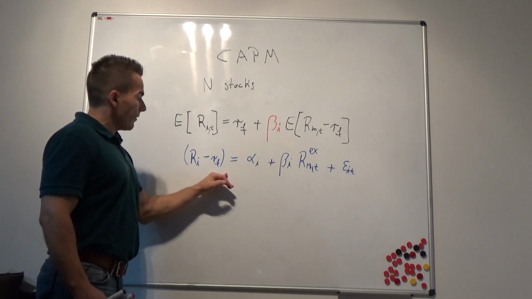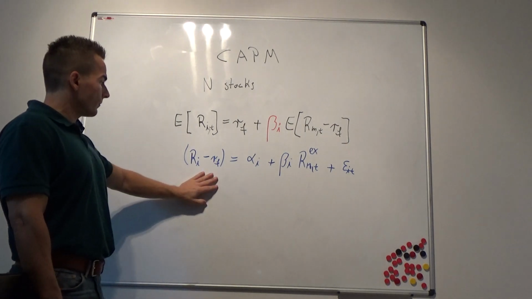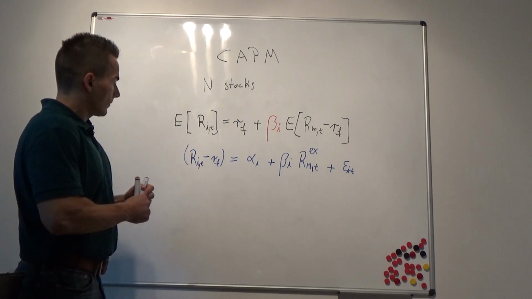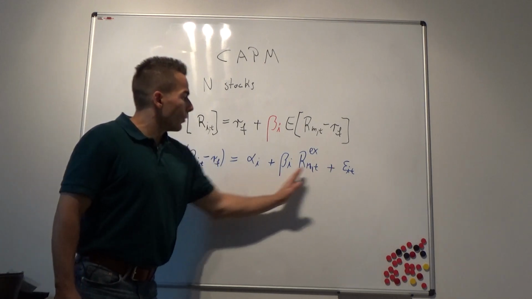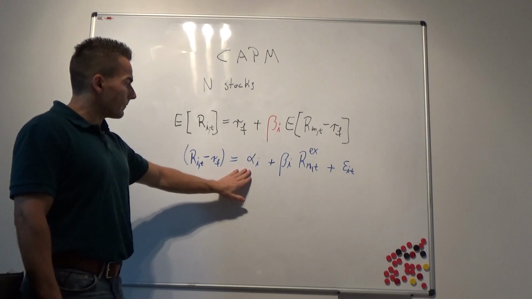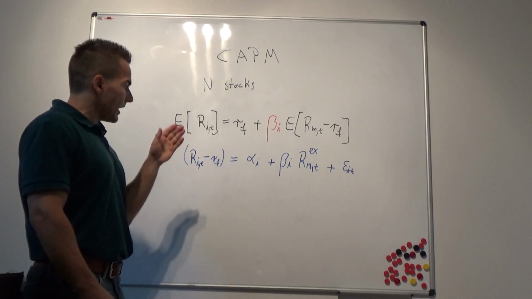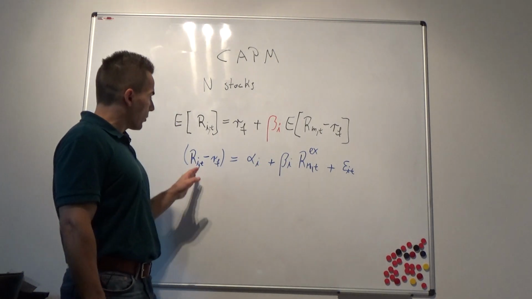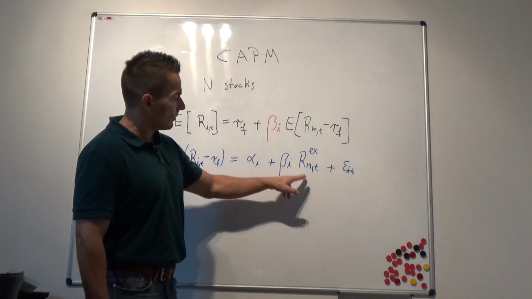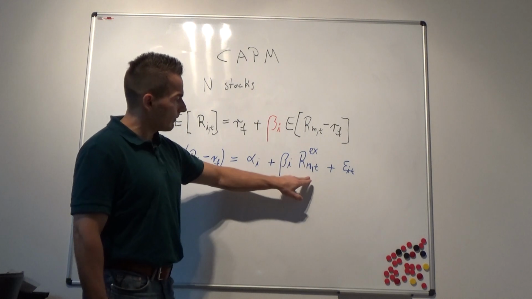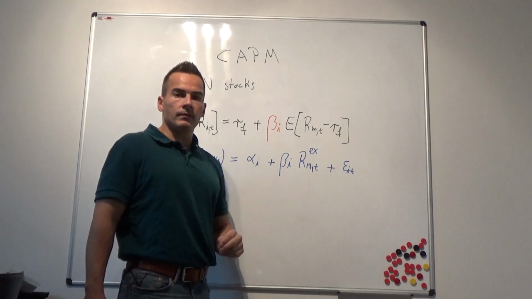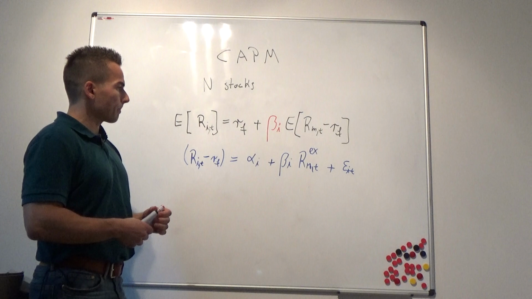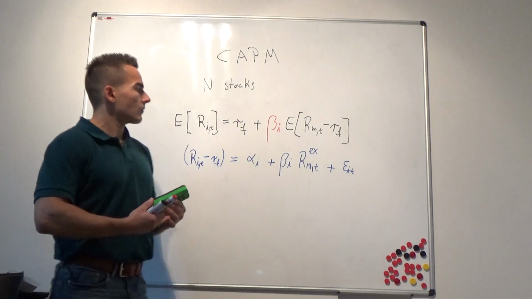So again, we have here on the left hand side the excess returns of asset I at time t, and on the right hand side we have here a constant denoted as alpha, which captures the part unexplained by the market exposure, plus beta I, the exposure of asset I against the market factor, times the market factor in excess form. And because it's a regression equation, we also include an error term.